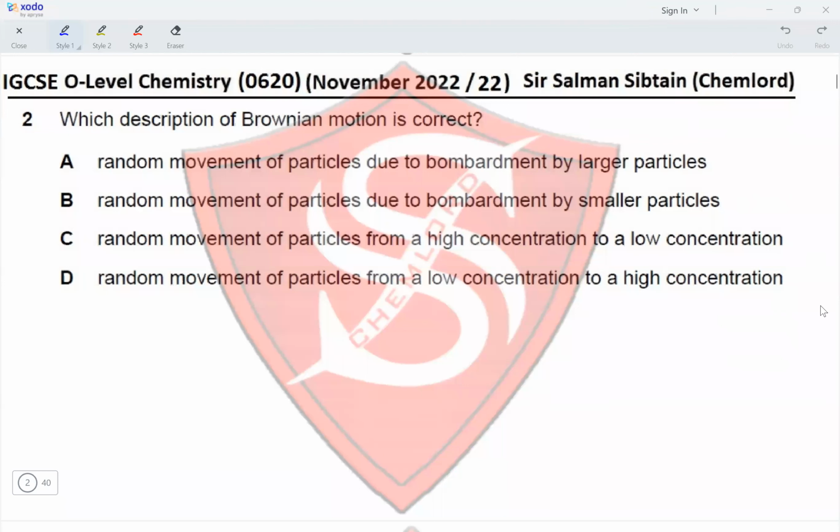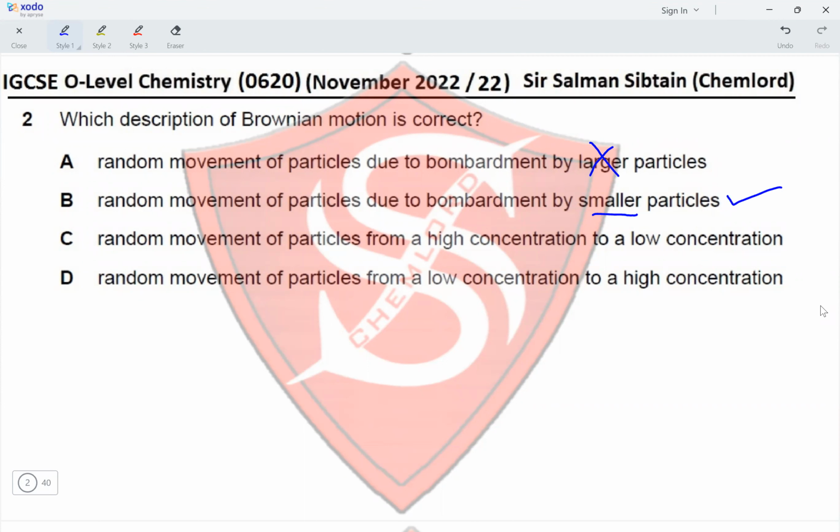Question 2. Which description of Brownian motion is correct? Random movement of particles due to bombardment by larger particles. No, not by larger particles, by smaller particles. So, random movement of particles due to bombardment by smaller particles, yes. Smaller particles is correct, larger particles is incorrect.